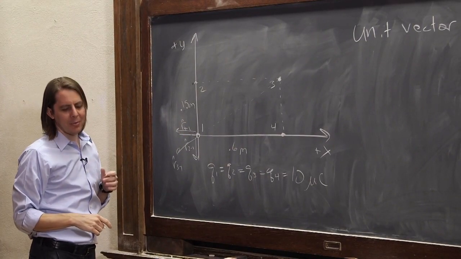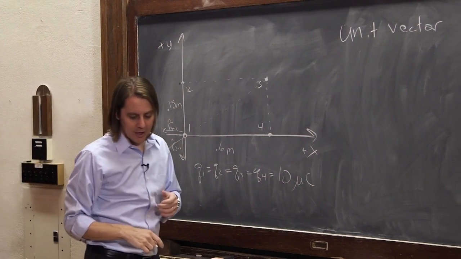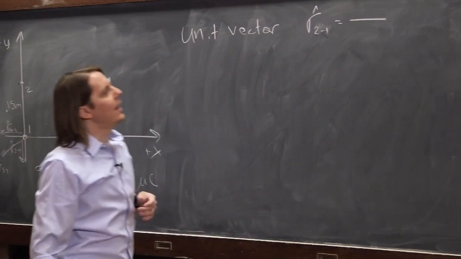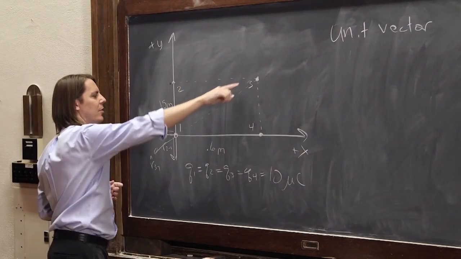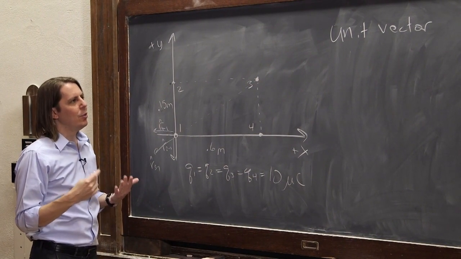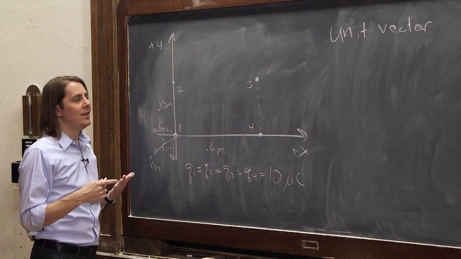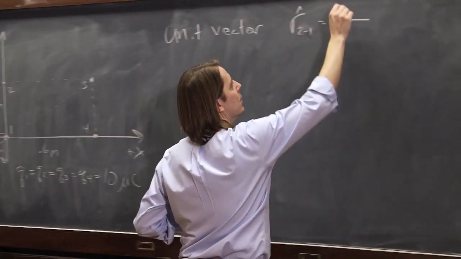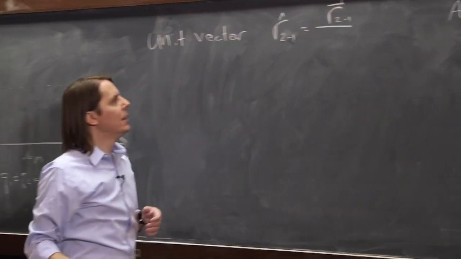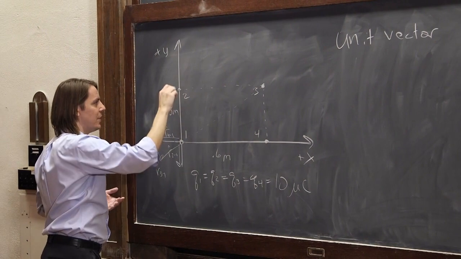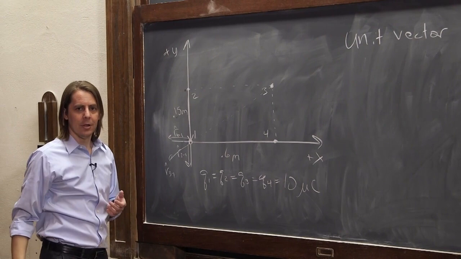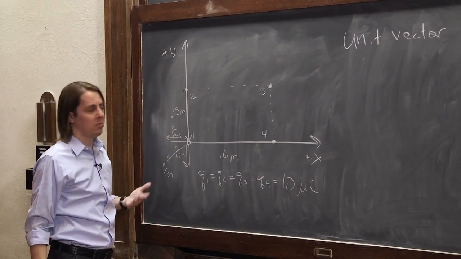But we can also go with a mathematical definition of r hat 2,1. Because what was r hat 2,1? It's a vector in the direction along this axis. It has a magnitude of 1. So let's think, how would we make that? Well, we need yet another vector. We need the vector r 2,1. The vector 2,1 is literally just, I start my chalk at 2, and I go to 1, and I put an arrowhead on it. It's the vector from 2 to 1.